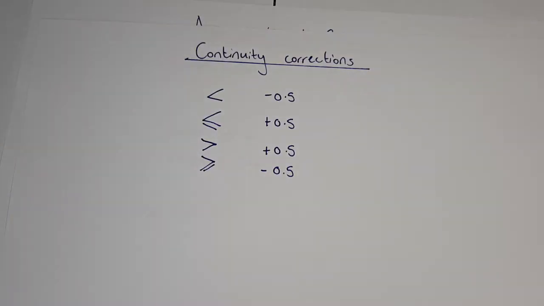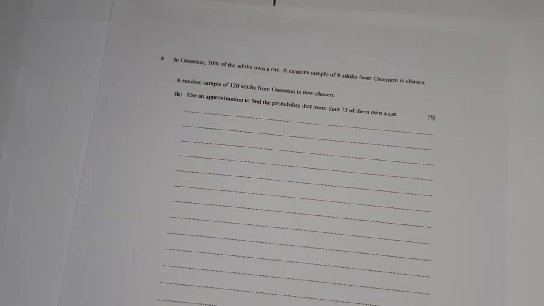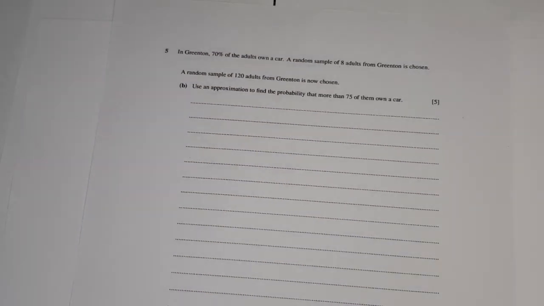So if we look at another example. Here I have 70% of adults own a car, and a random sample of 8 adults is chosen, okay, for our first part of our question. But then a random sample of 120 adults is now chosen, and we need to use an approximation to find the probability that more than 75 of them own a car. So in a binomial distribution, I would have said 76, 77, 78, all the way up to 120, which is a huge amount.